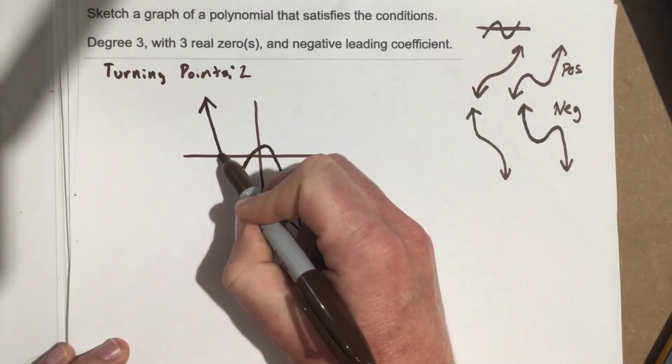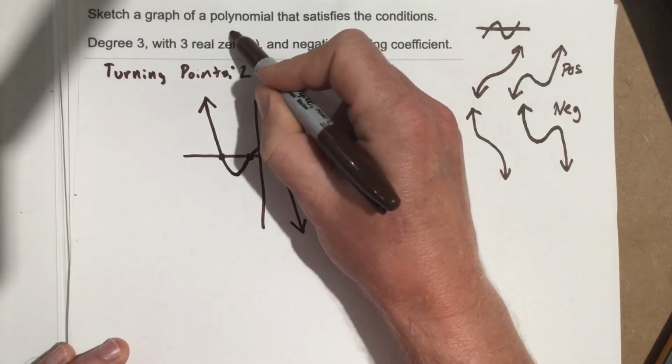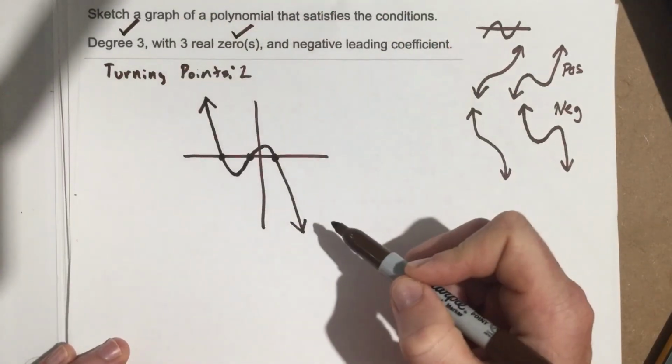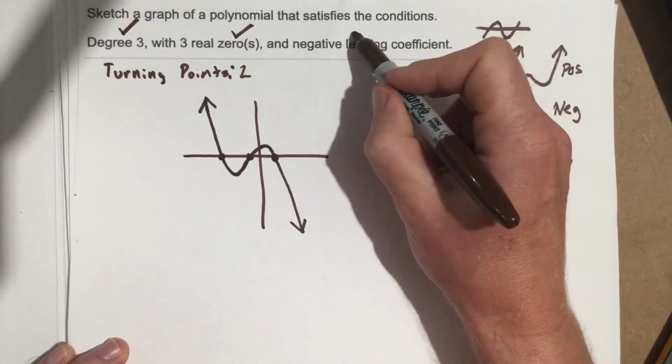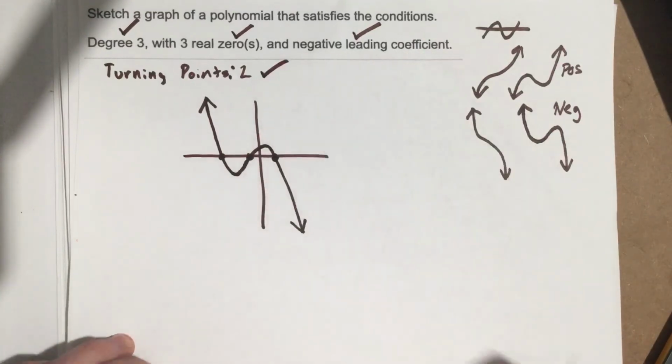That has 1, 2, 3 real zeros. So we can check that off. It's a degree 3 polynomial. We can check that off. And it's got a negative leading coefficient. Check that off. And it's got 2 turning points. Check that off. So that would be a sketch of that graph.